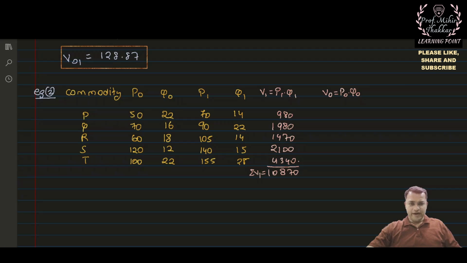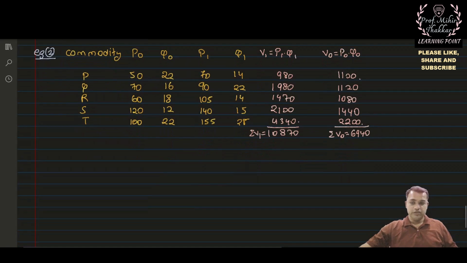In the same way, if you add all the values of P0 and Q0, multiplying them first, 50 into 22, that will give you 1100. 70 into 16, that will give you 1120. 60 into 18, that will give you 1080. 12 into 120 gives you 1440, whereas the last entry is 2200. So if you take the total of all this, you get summation of V0, which is for the denominator, 6940.